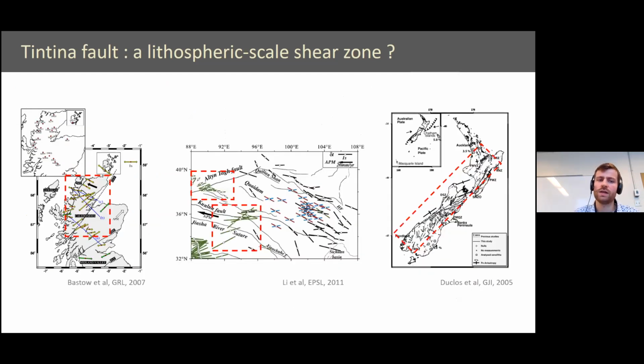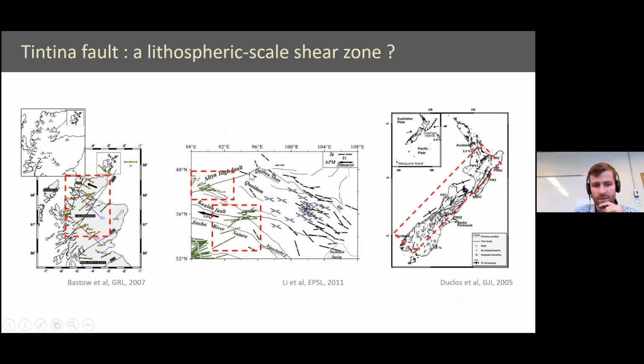And so the question now is, do we have other evidence of lithospheric-scale shear zones around the world? And basically the answer is yes. So three different examples here. One from Ian Bastow in 2007. We are in Scotland. There is the Great Glen fault here, and you see that the splits are represented by these yellow double arrows. You see that they tend to rotate as we get closer to the Great Glen fault, and that's also accompanied with an increase in delay times.